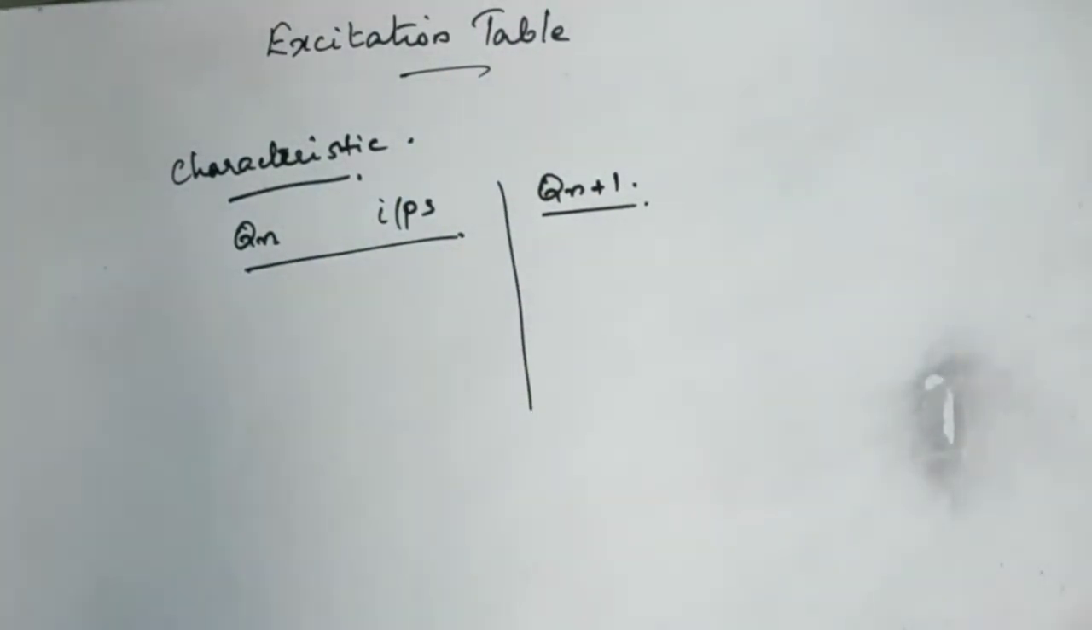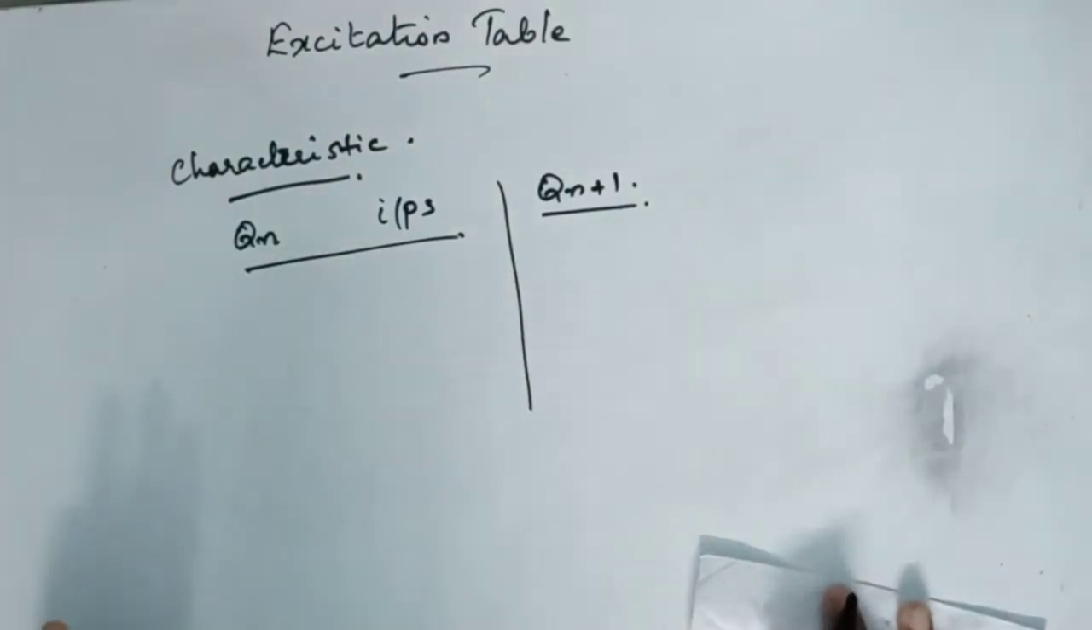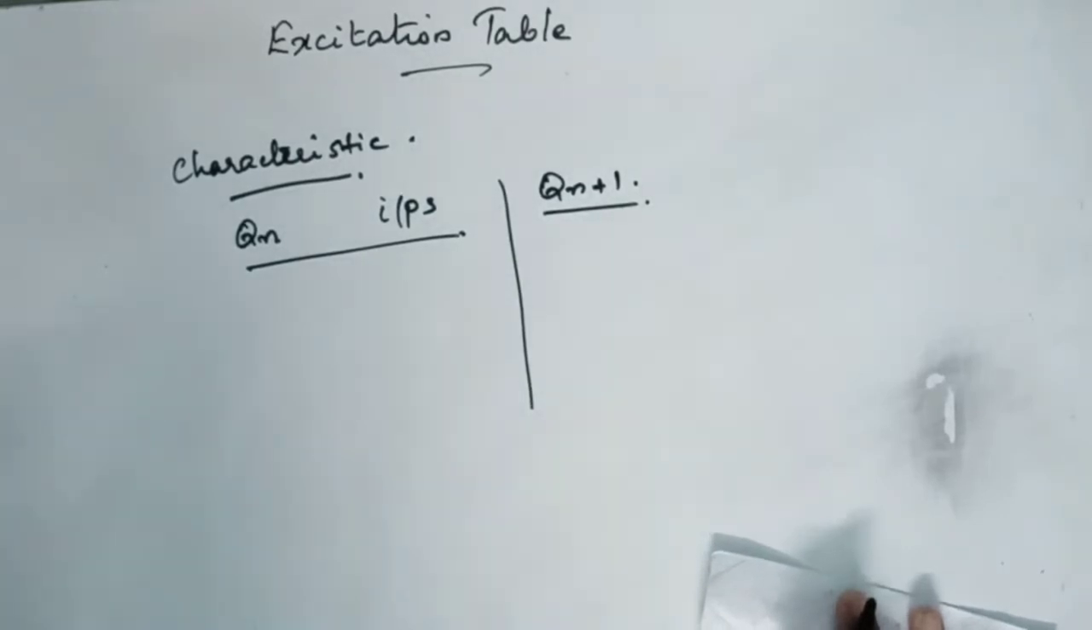Now in a characteristic table we know what the previous state is and we know what we are going to give as the inputs. So what will the next state be? If we want to predict the next state, knowing the previous state and the inputs, then we will use the characteristic table.